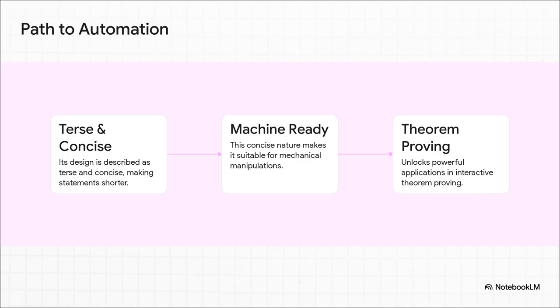And you can see how one thing leads to the next here. Because the language is so clean and simple, it's absolutely perfect for mechanical manipulation. I mean, computers are amazing at applying fixed rules to symbols, and this whole framework is just tailor-made for that process. And that unlocks its potential for a super interesting field called interactive theorem proving, where people and computers team up to check really complex proofs.